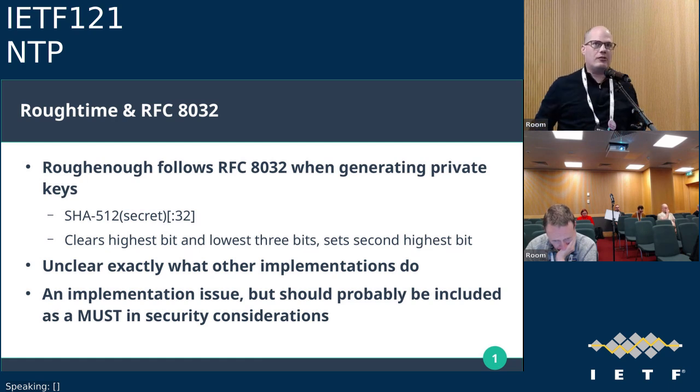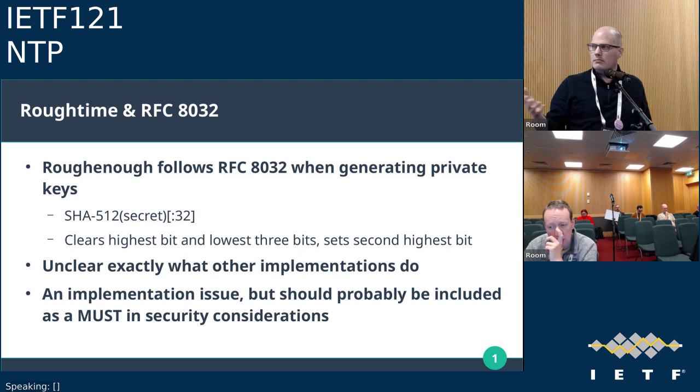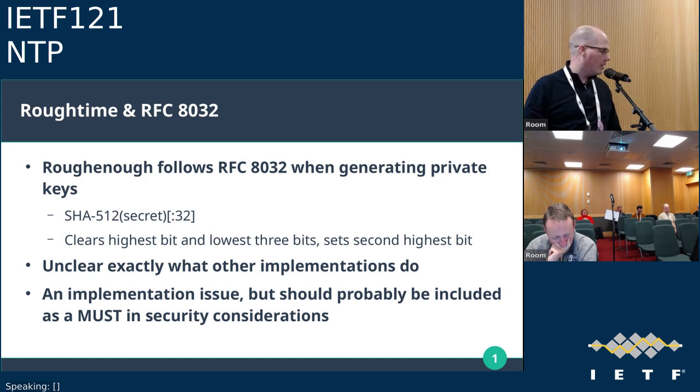which we obviously want to avoid. I found this thanks to the incompatibility between the Roughenough server and clients, and it's unclear what other implementations do, but it seems like most of them don't do it the correct way. While it's mostly an implementation issue, how implementations generate their keys, considering what could conceivably happen, we should definitely include some language and guidance on this, including a reference to 8032 and a MUST when it comes to generating these keys in the right way. Yeah, next slide, please.